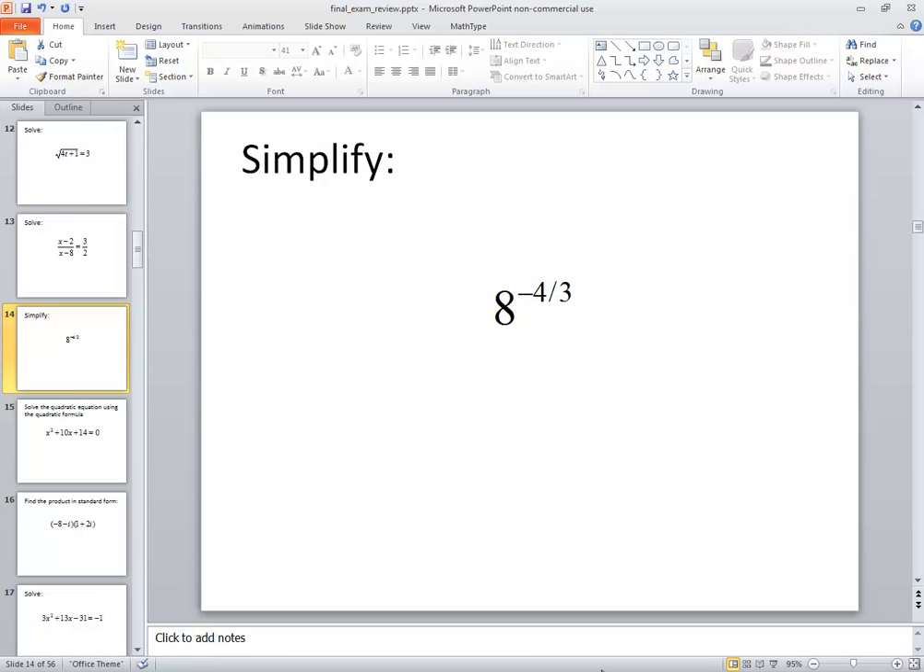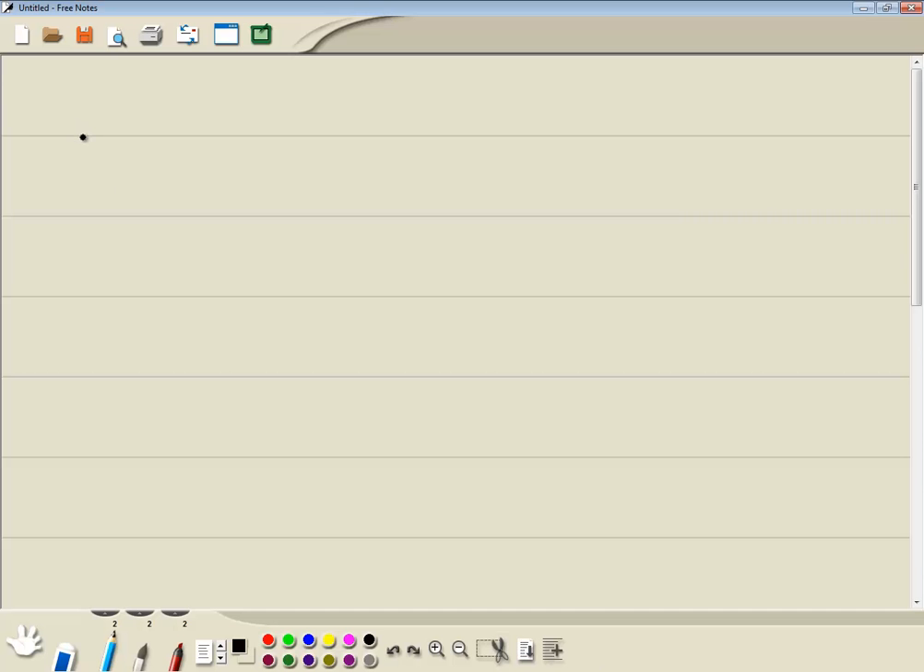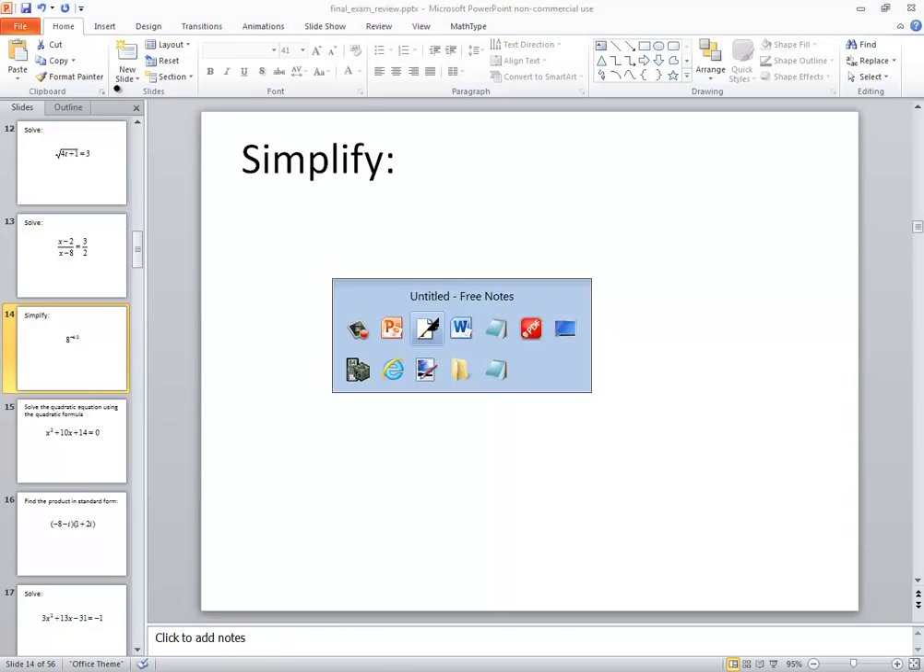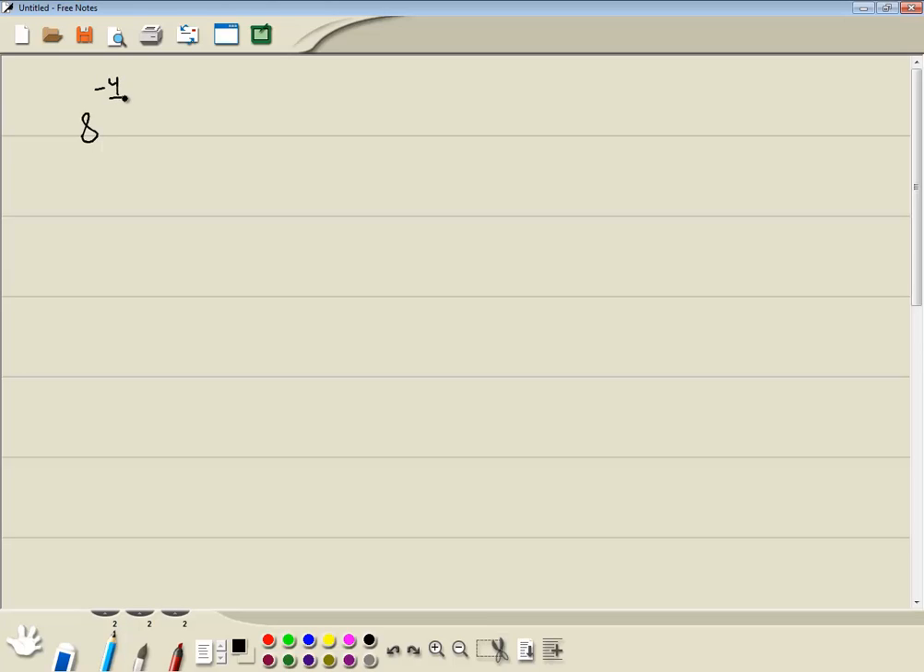Well, let's first take a look at the negative. We got 8 to the negative 4/3 power. Now we never want to deal with a negative exponent. And how you can get rid of a negative exponent is you take an opposite of where it's at in a fraction. So in order to do that, we have to create a fraction. So I just throw it over 1.